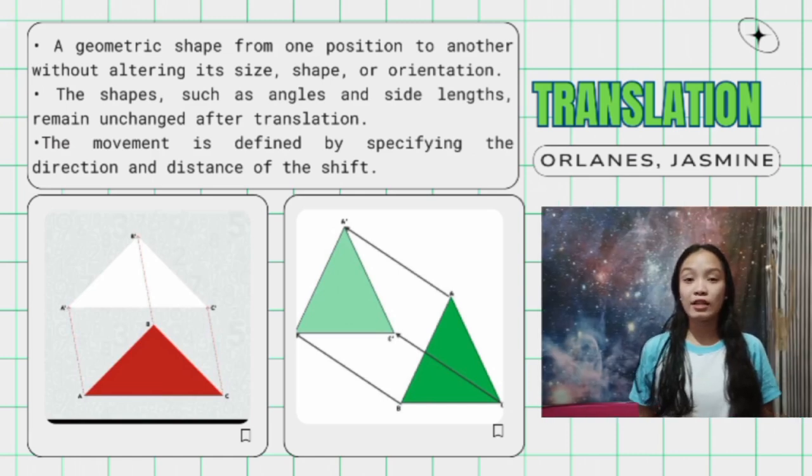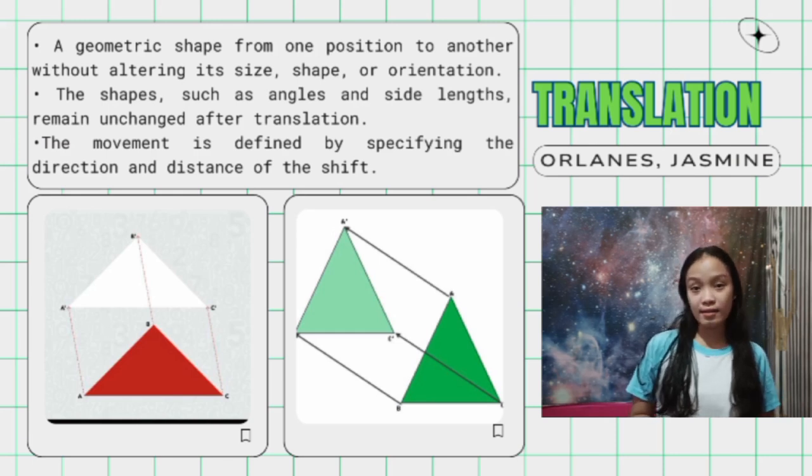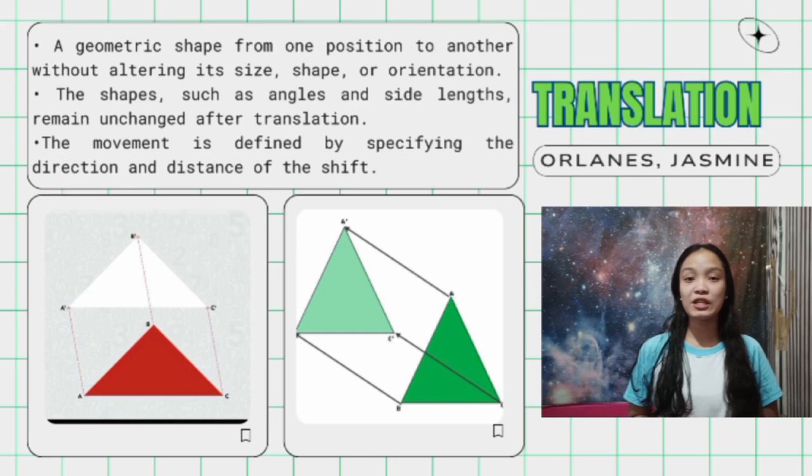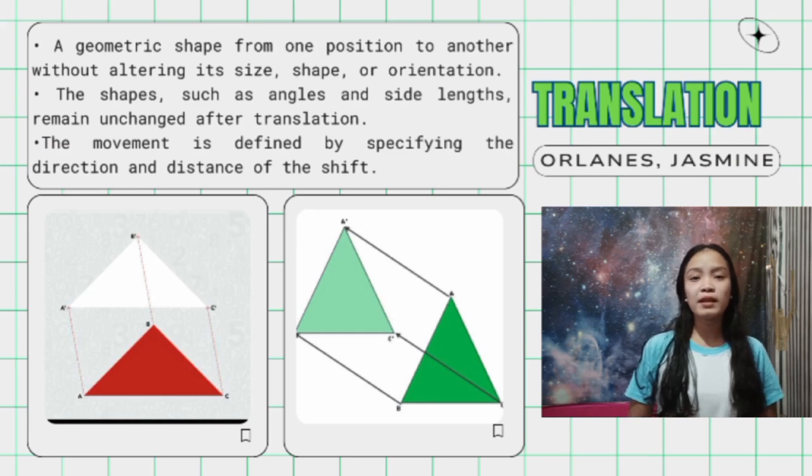Translation moves a geometric shape from one position to another without altering its size, shape, or orientation. The properties of the shape, such as angles and side lengths, remain unchanged after translation. The movement is defined by specifying the direction and distance of the shape.